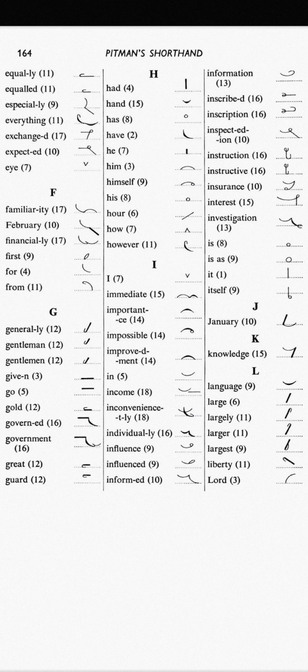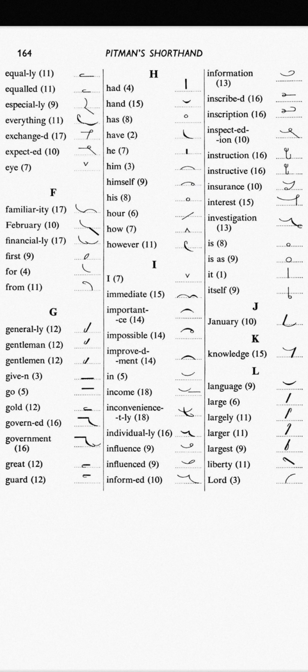Small circle on the line for is. Big circle on the line for is as. T on the line for it. T with S circle through the line for itself. J on the line with N stroke for January. N above the line finishes on the line with J stroke for knowledge.